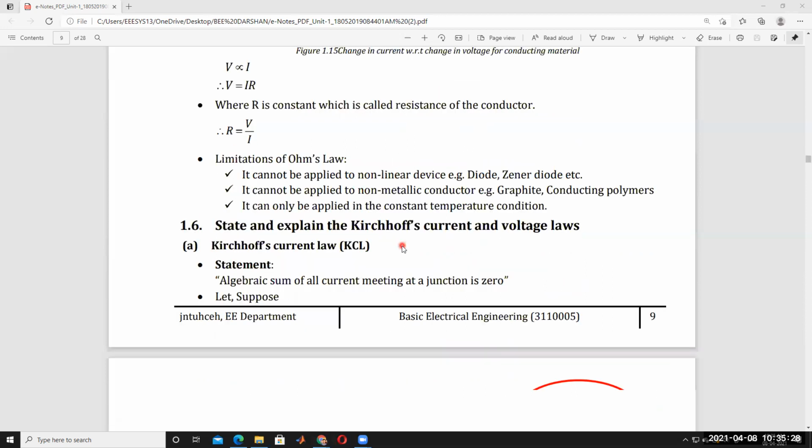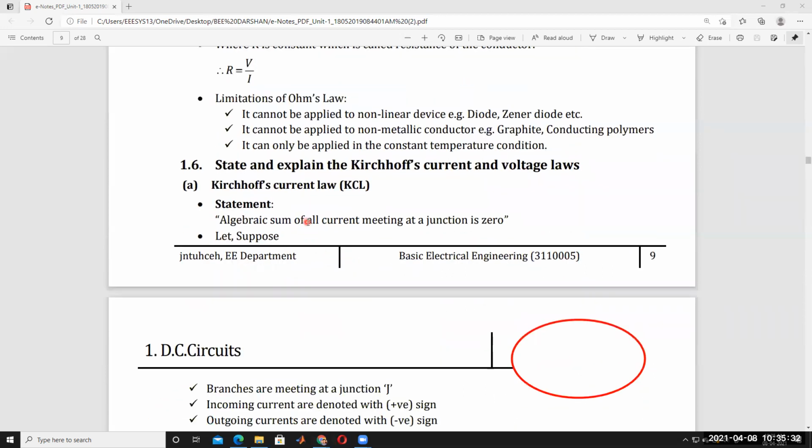Coming to KCL and KVL, Kirchhoff's current law and Kirchhoff's voltage law. These are the two basic and important concepts for electrical circuits. By using them, we can solve different types of problems.